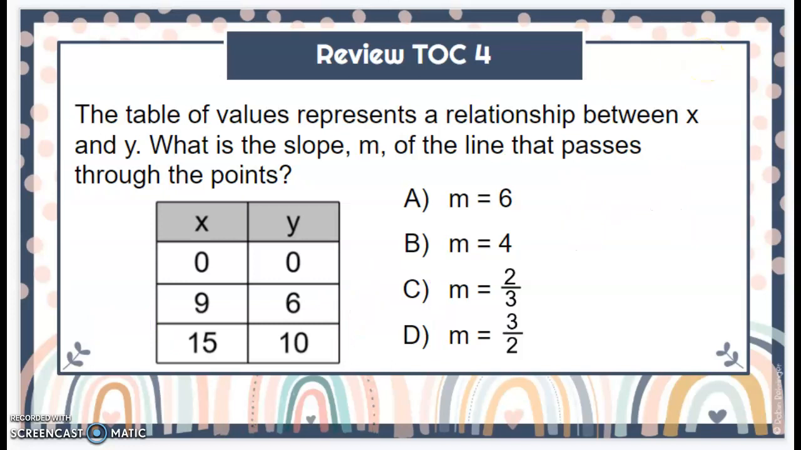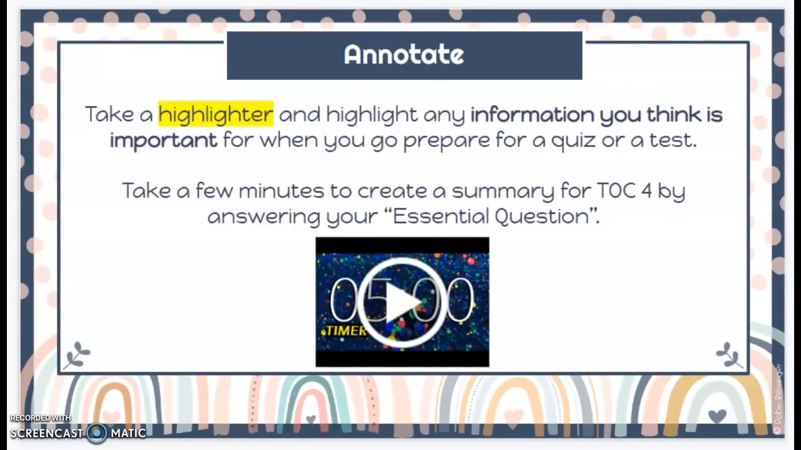So what I'd like you to do now is take your highlighter and highlight and annotate and create your summary for TOC number 4. You should take about 5 minutes to do this by creating a solid summary to answer your essential question for TOC 4.